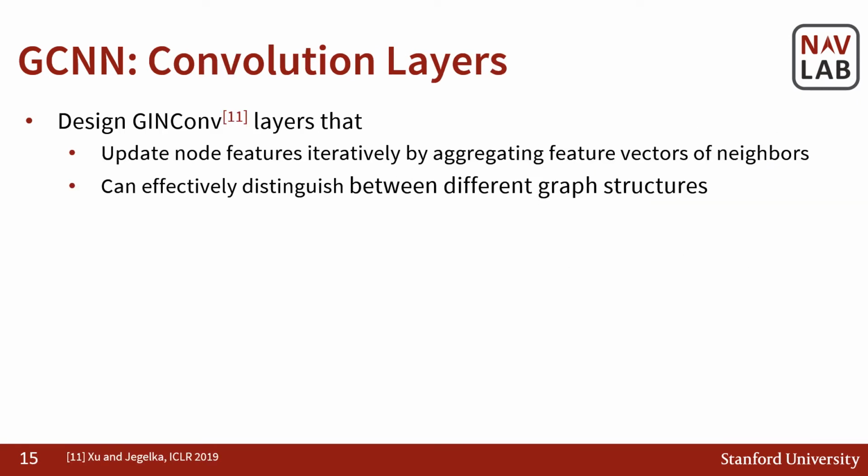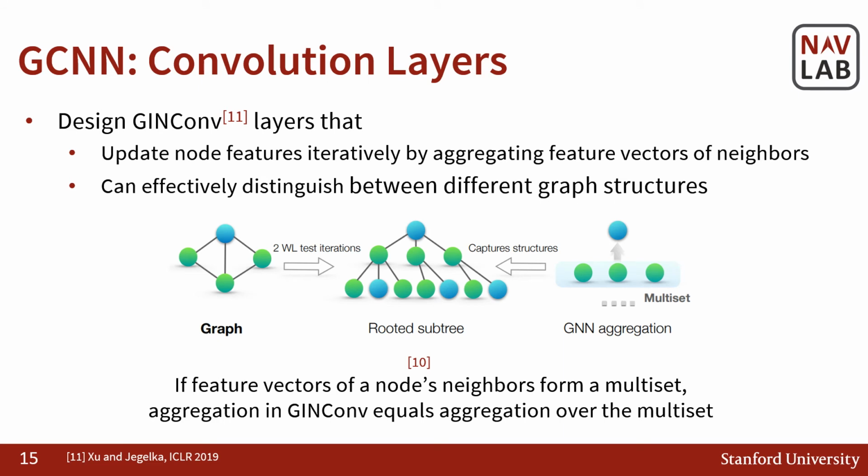Next, we move on to the design of convolution layers. As mentioned previously, we design GIN conv layers that update node features iteratively by aggregating feature vectors of nearest neighbors and can also effectively distinguish between different graph structures. Here is a sample example of how the GIN conv layer operates. If we assume that the feature vectors of a node's neighbors form a multi-set, or a set containing repeated elements, then the aggregation operation in the GIN conv layer can be thought of as an aggregation operation over the entire multi-set.